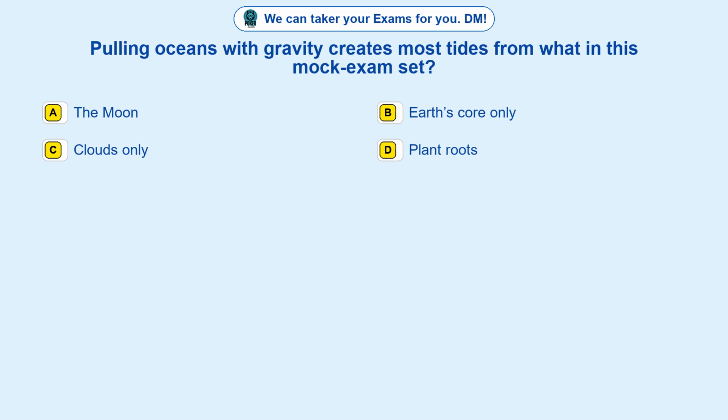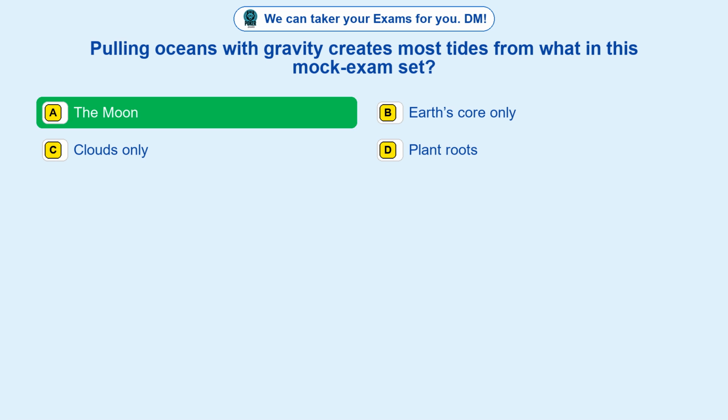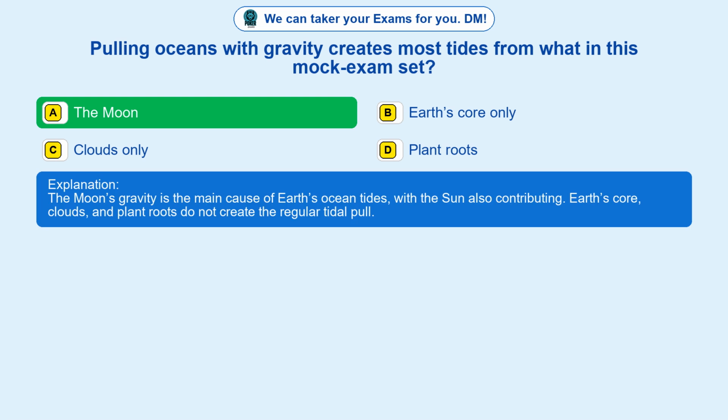Question 91. Pulling oceans with gravity creates most tides from what in this mock exam set? Option A, the moon. Option B, Earth's core only. Option C, clouds only. Option D, plant roots. The correct answer is option A. The moon. The moon's gravity is the main cause of Earth's ocean tides, with the sun also contributing. Earth's core, clouds, and plant roots do not create the regular tidal pull.